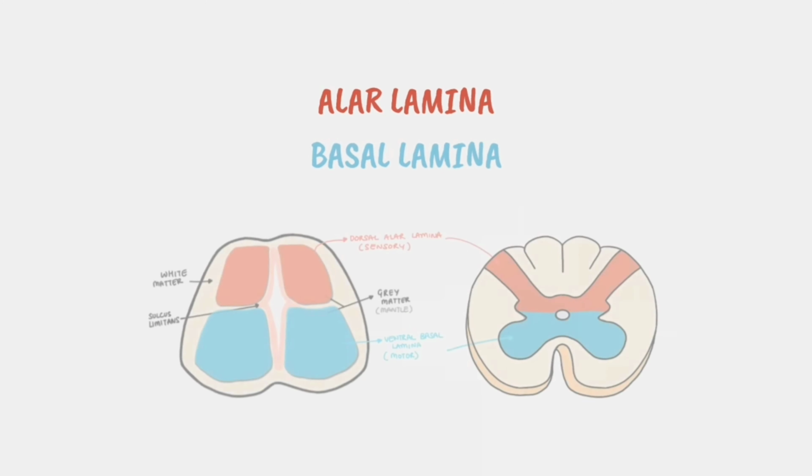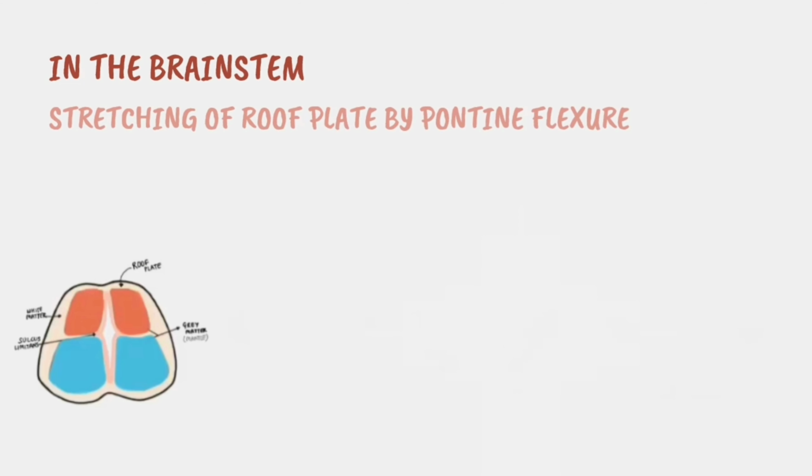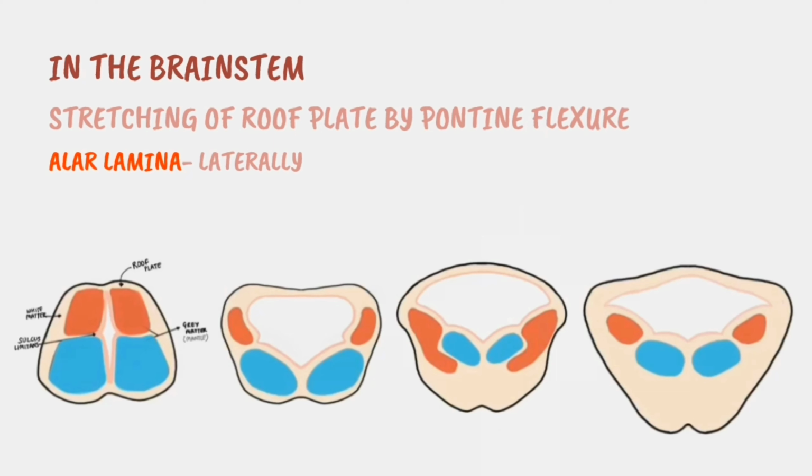As you can see in the diagram, alar part in spinal cord highlighted in red and basal part in blue. For brainstem, notice the roof plate area in neural tube. During development of brainstem, there is stretching of this roof plate by pontine flexure, as a result of which the alar lamina assumes a lateral position in red and basal lamina assumes a medial position in blue.